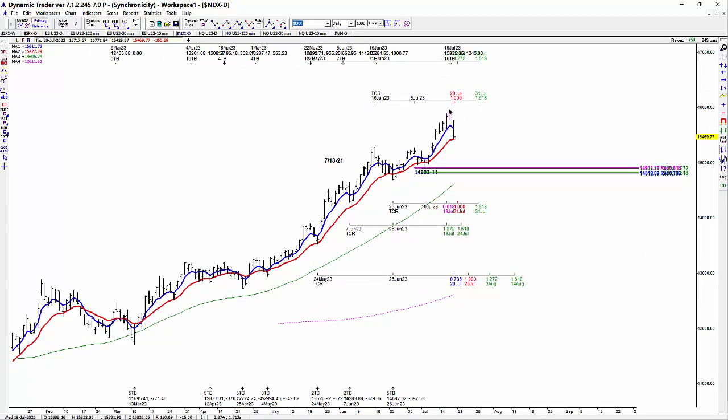I'm not going to tell you, oh, it got up to the 1618 extension, exit your long and go short. No, it doesn't work that way. You find a new setup the other way.